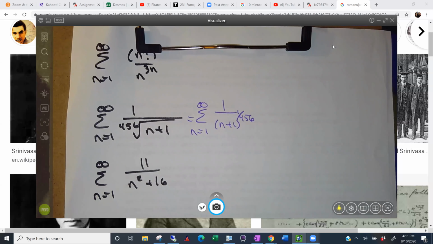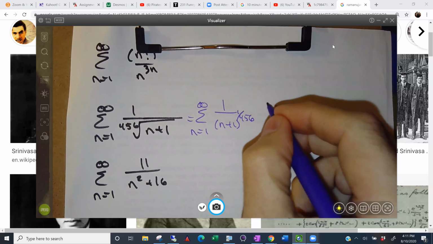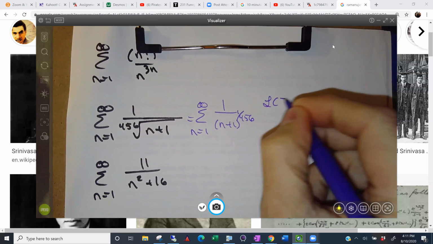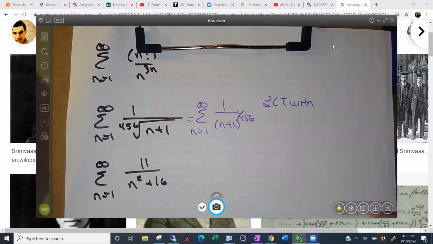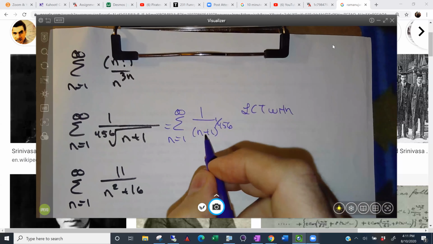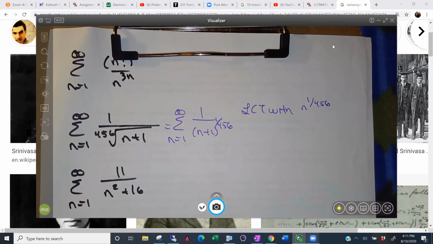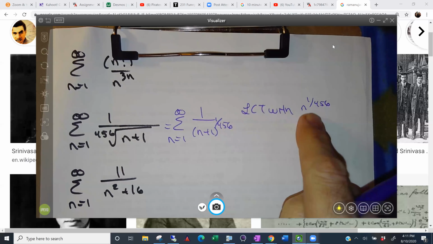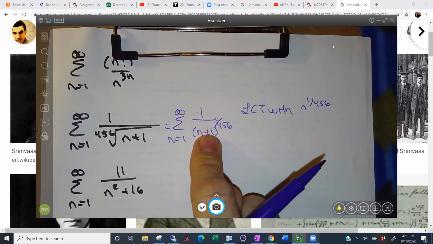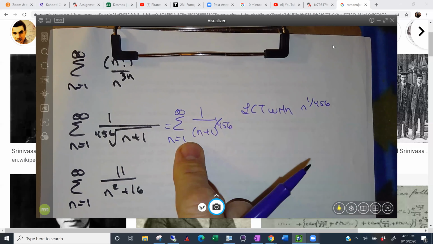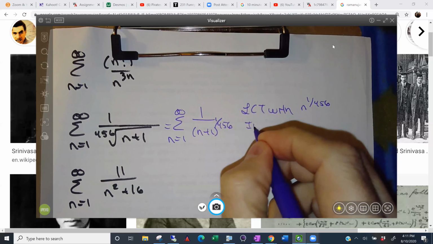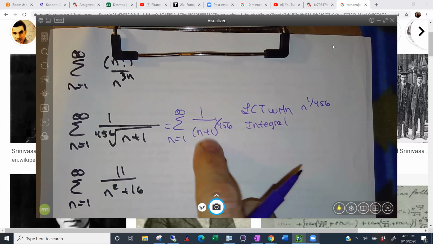Any suggestions? Well, you could use the limit comparison test with a P series. And I guess the P series that I would choose would be n to the 1 over 456 power. All right, now that P series I know diverges, and I'm guessing that this one's going to diverge as well because they're really, really similar. You could also use the integral test because that's something that I could integrate.